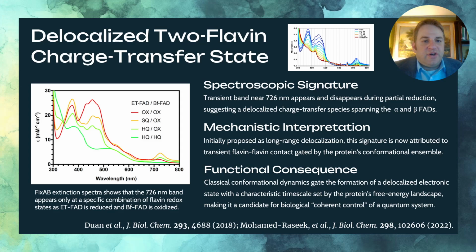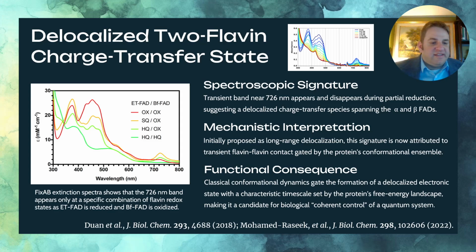Now, I showed, or actually discussed, the two-flavin nature of the charge transfer state. These flavin-based bifurcating systems contain two FADs. And spectroscopic work has shown what initially was very interesting, a transient 726 nanometer band in the spectroscopic experiment was revealed during partial reduction. And this initially suggested a delocalized charge transfer species spanning the two flavins, the alpha and beta FADs.